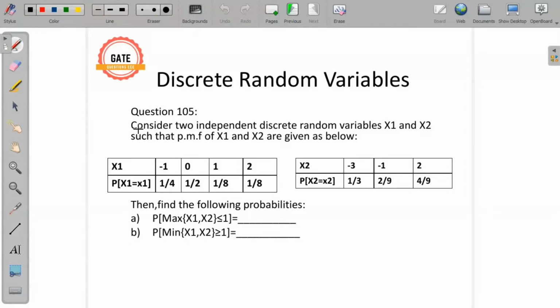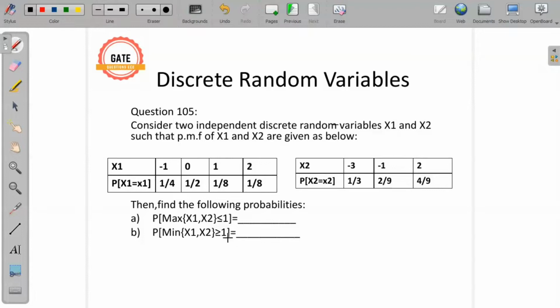It's given: consider two independent discrete random variables X1 and X2 such that the PMFs of X1 and X2 are given below. This is the PMF of X1 and here is the PMF of X2. Then find the following probabilities: the probability that the maximum among X1 and X2 is less than or equal to 1, and the probability that the minimum among X1 and X2 is greater than or equal to 1.